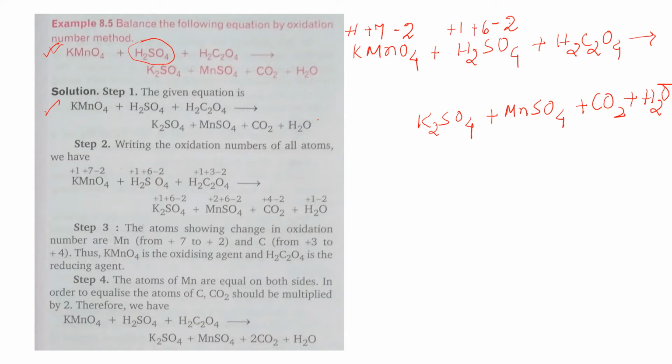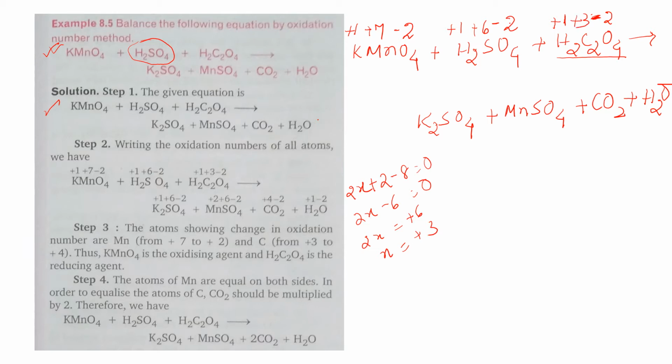Now H2C2O4. H2 is +1, oxygen is -2, you know. Carbon here is x, so it is coming 2x. I am doing this for H2C2O4. It is 2x plus 2 because of 2 hydrogens, plus 2 minus 8 is equal to 0. So 2x minus 6 is equal to 0, or 2x is equal to +6, or x is equal to +3. So here I will write +3.